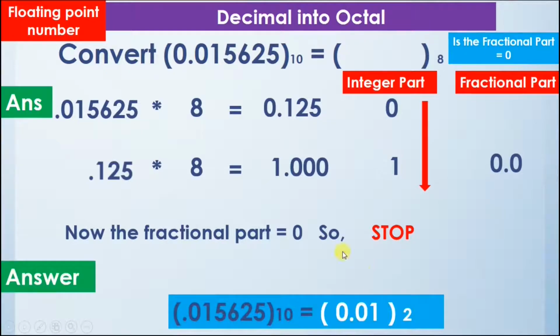So now we can say that the answer is 0.01. That is, first comes the point and then 0 and 1. See, we are going from top to bottom of the integer part. Alright, so we will calculate it in this way. The decimal point will maintain its place, that is towards the left side of the number. So now we can say that the number 0.015625 in decimal is equal to 0.01 in octal.